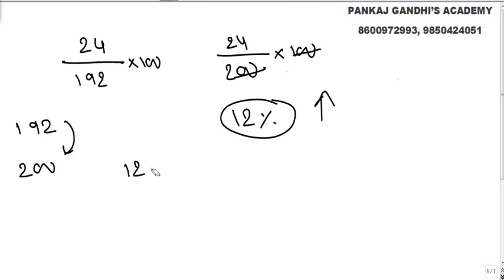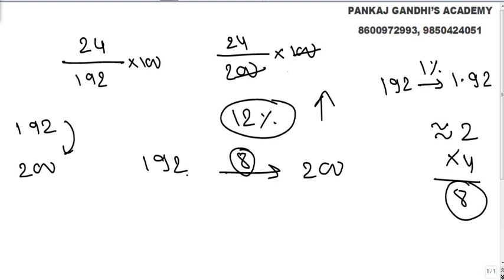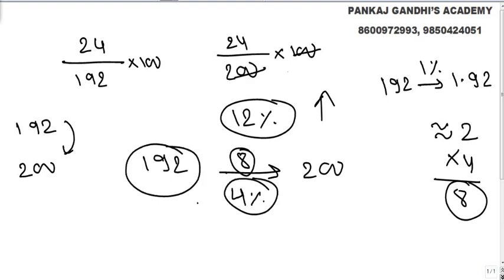Now, if we make 192 into 200, we have increased it by 8. Now, 192's 1% is 1.92, close to 2. Two fours are 8. So we have increased it approximately by 4%.